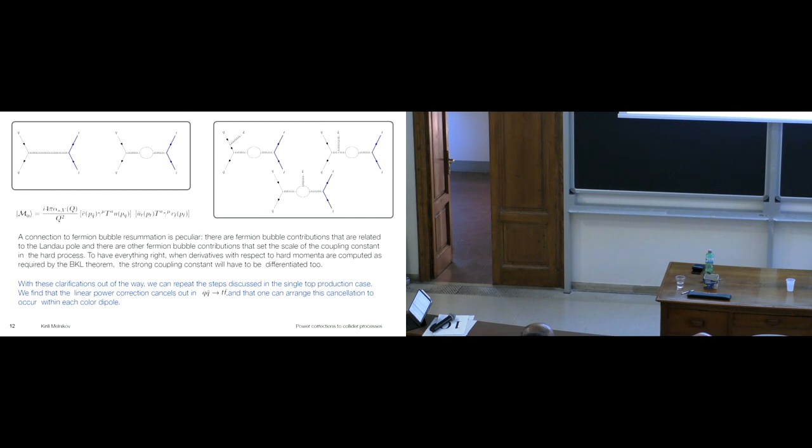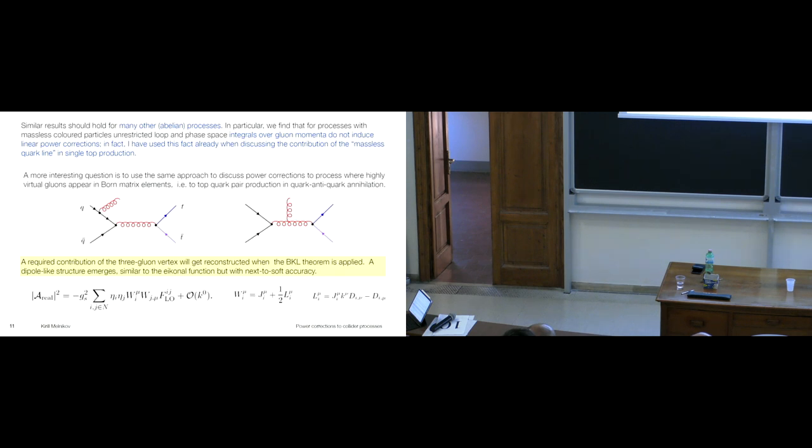Now, with these clarifications out of the way, you just repeat the steps that I discussed in the context of single top production. And what you find is that also in the case of q-qbar to t-tbar, there is a cancellation of linear power corrections to the total cross section. And what is interesting, perhaps, maybe in the context of parton showers or something, is that you can arrange this cancellation to happen within each color dipole, okay?